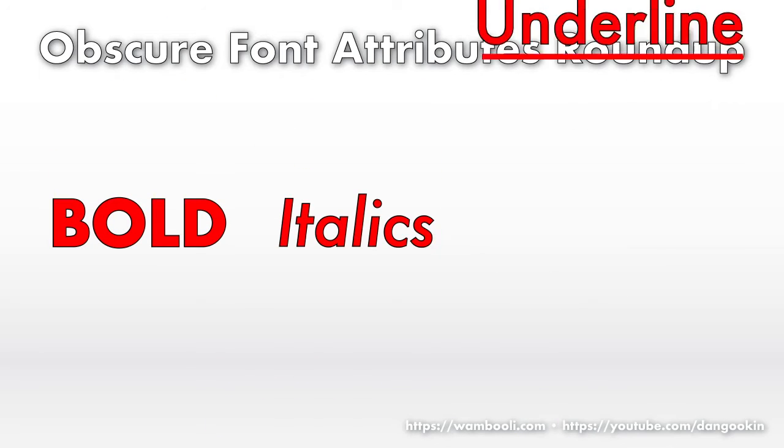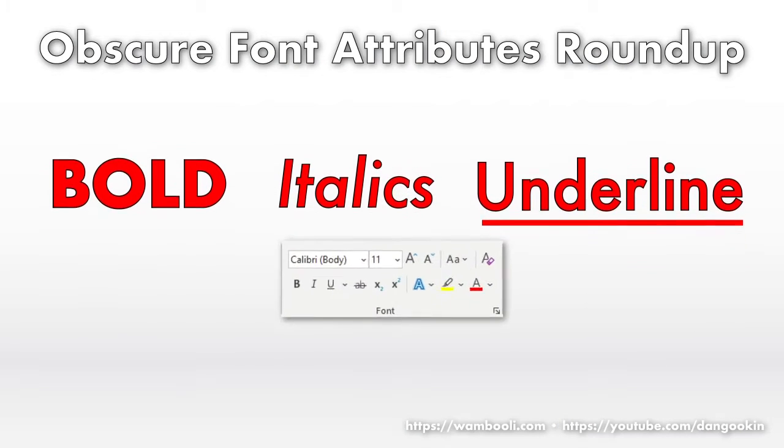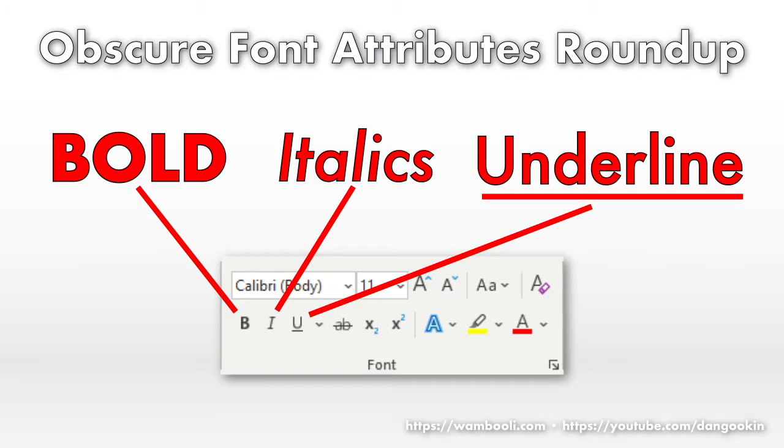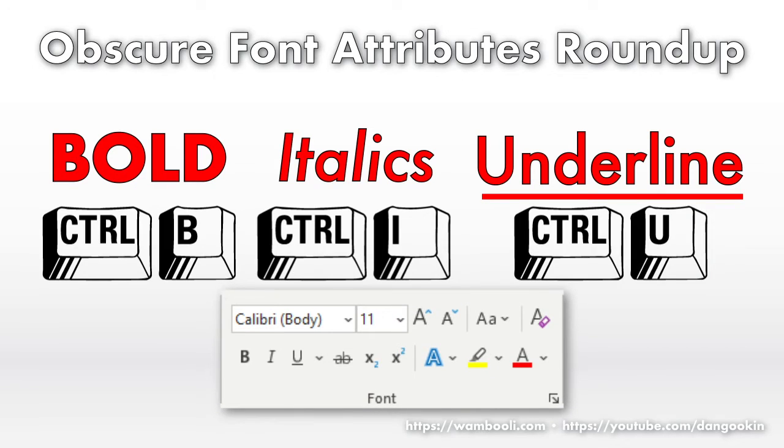Bold, italics, underline. These font attributes rank high in Word, probably for historical reasons. Regardless, they have prominent buttons here on the font group. Plus, and this is a huge bonus, they have basic shortcut keys: Control-B, Control-I, and Control-U. Truly, this status makes the other font attributes seethe with jealousy.